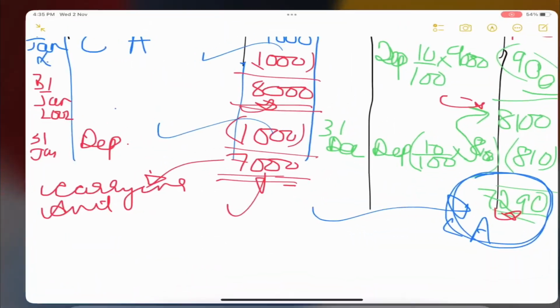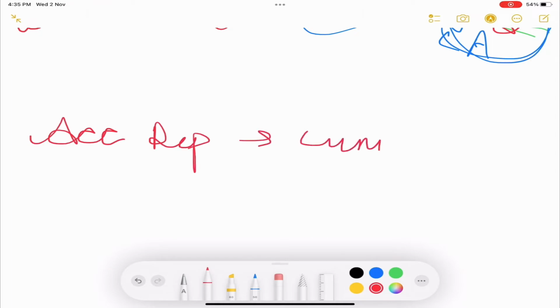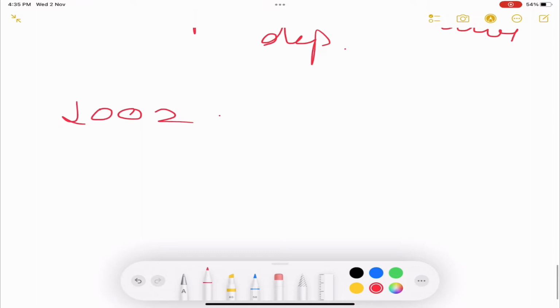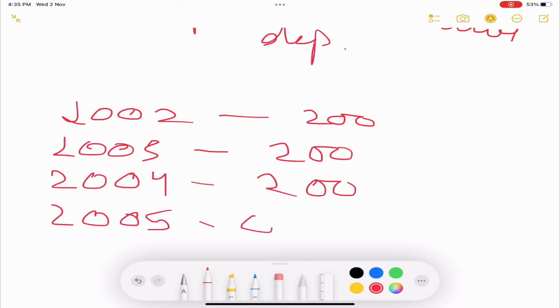Now let's discuss what accumulated depreciation really is. So what is accumulated depreciation? Accumulated depreciation is nothing but cumulative depreciation, which means the depreciation of all the years together. Now let's take an example. Let's say in 2002 there has been a depreciation of 200. Let's say in 2003 there has been a depreciation of 200. In 2004 we have 200 again, and in 2005 we don't have any depreciation and we are selling off our asset.